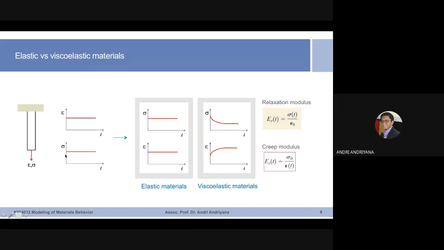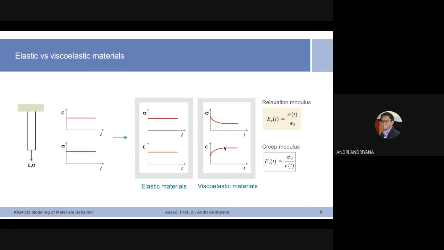And similarly, for the creep test, this time you impose a constant stress, for instance, 10 megapascal, and you observe what happens to the strain. If the strain is also constant, then your material is elastic. However, if your strain changes, evolves, and increases with time, then you're dealing with a viscoelastic material.